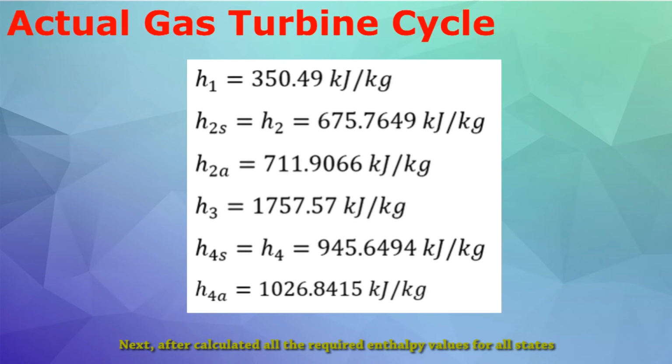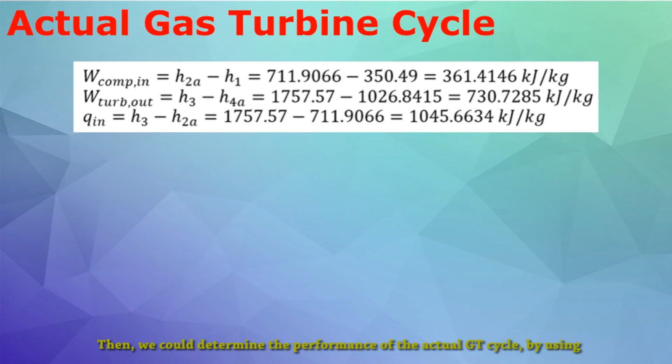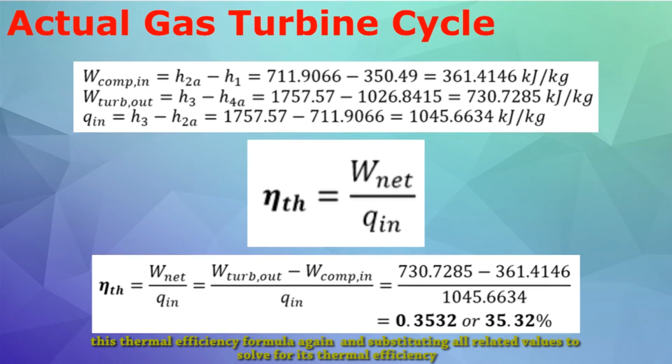Next, after calculating all the required enthalpy values for all states, we could determine the work input for the compressor, work output for the turbine, and also the heat addition of the actual system. Then, we could determine the performance of the actual gas turbine cycle by using this thermal efficiency formula again and substituting all related values to solve for its thermal efficiency.